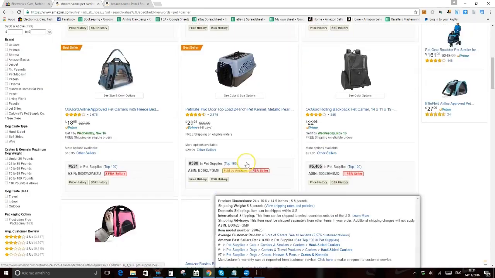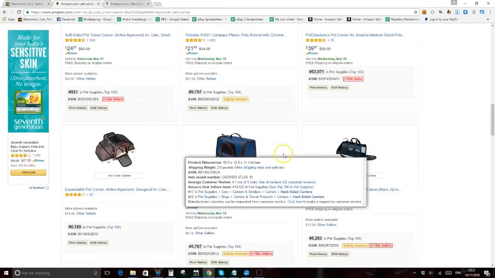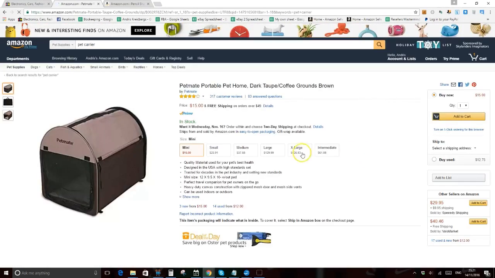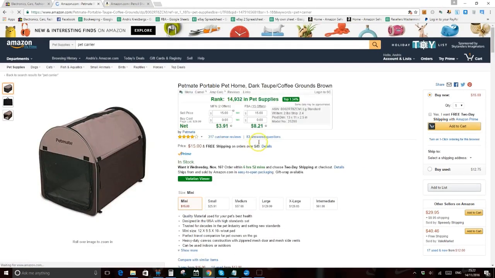Okay, so let's grab a random product, like a pet carrier. It doesn't have to be anything specific, just randomly point one out. Let's just do this one, for example, 15 bucks. It's a $15 pet carrier. It's a variation item as well, but that's okay, it's not a big deal.